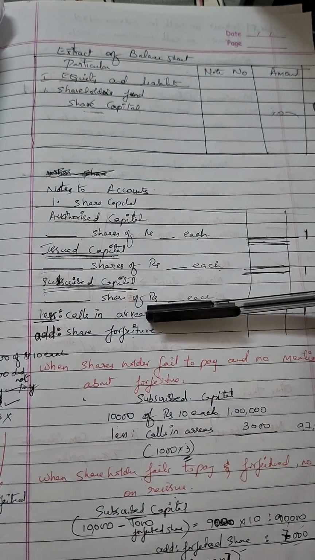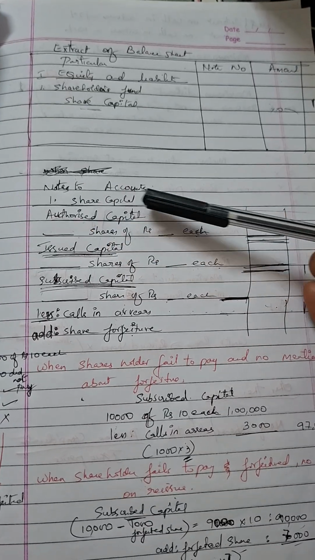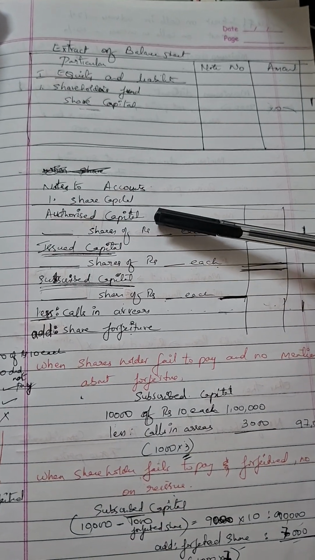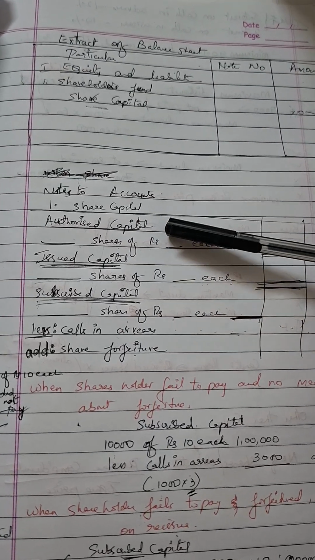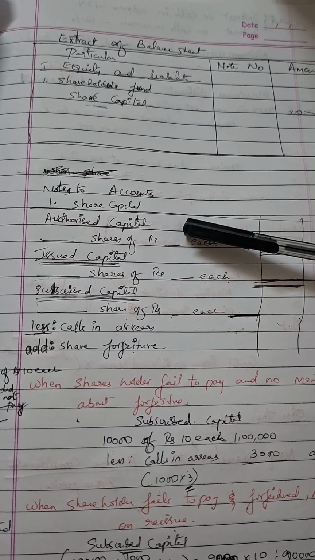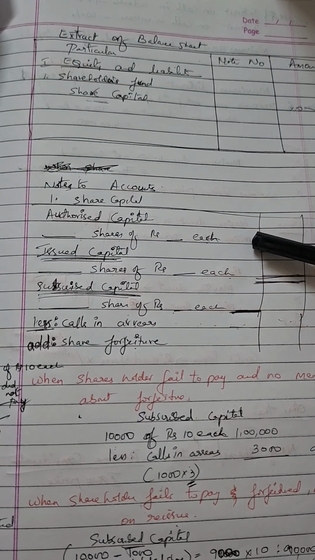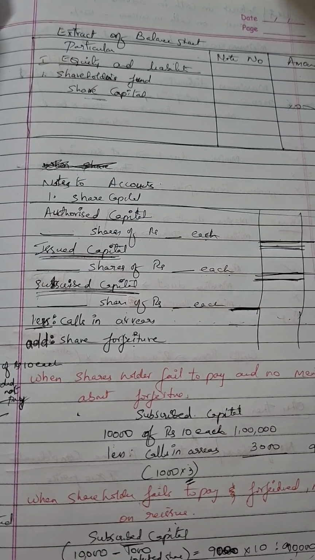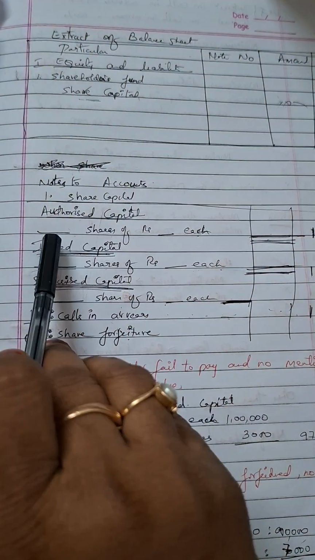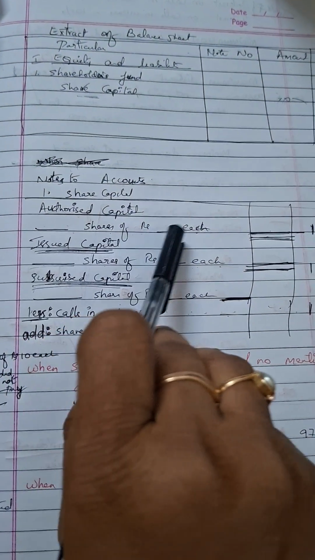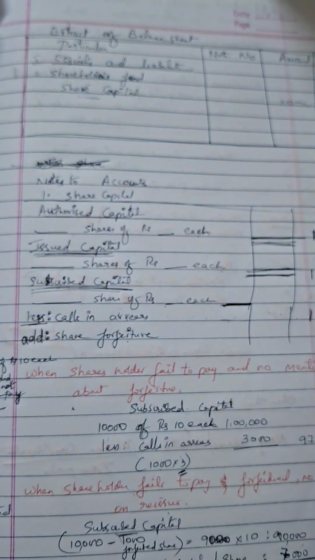In notes to accounts, it will be written as notes to accounts, number 1, share capital. Under that, the first heading will always be authorized capital, which is also called nominal capital or registered capital. Authorized capital, dash shares of rupees dash each, which will be given in the question. When the question is silent about the authorized capital, you can leave it blank. You can say dash shares of rupees 10 each and put a dash and write it as XX.